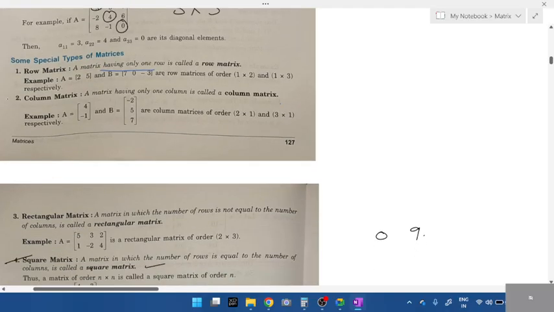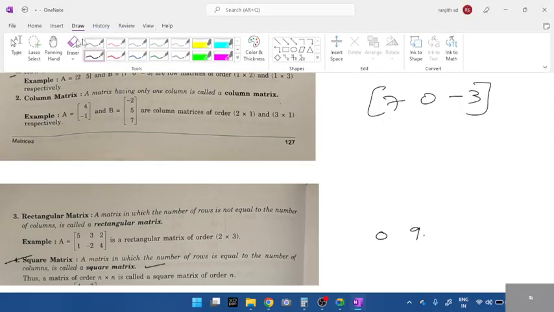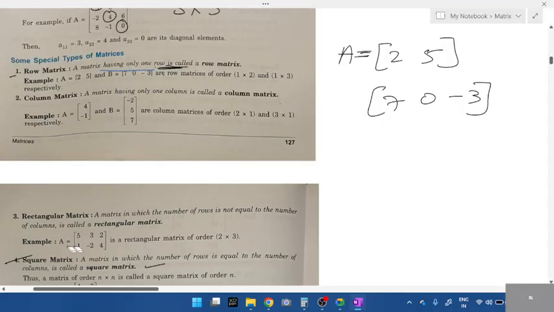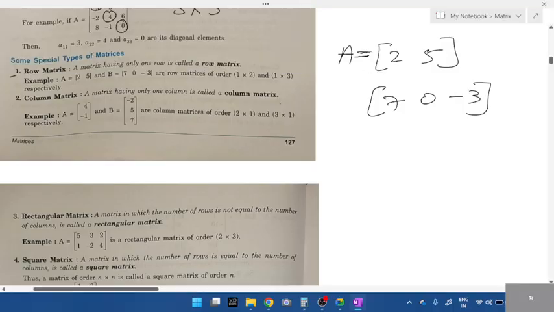Okay, first one. What do you mean by row matrix, students? A matrix having how many rows? Only one row. If I assign, you have to assign an alphabet. See, matrix A, we assign a name to this matrix A: 2, 5, or you can write 7, 0, minus 3. How many rows does it have, students? Only one row, right? It doesn't matter how many columns it has. Row matrix means concentrate on the row. One row.